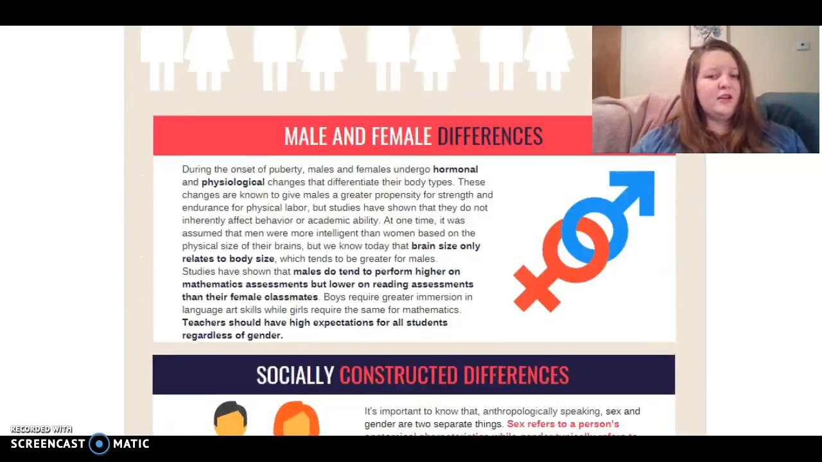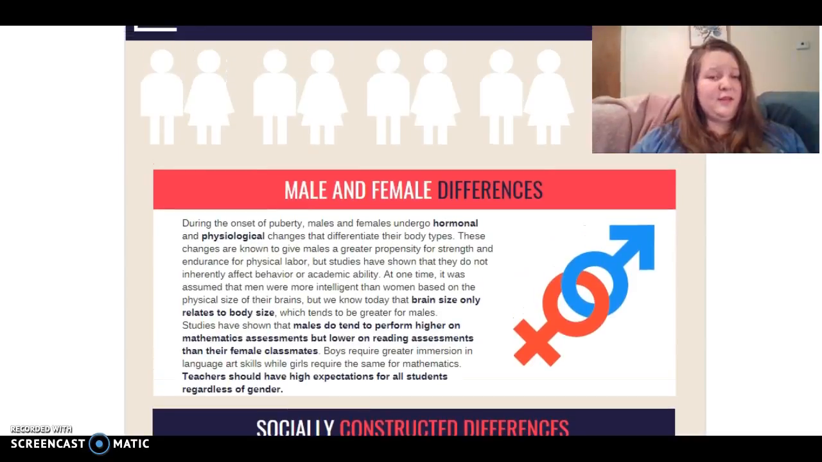So in our book, it talks about the differences between males and females. During the onset of puberty, males and females undergo hormonal and physiological changes that differentiate their body types. These changes are known to give males a greater propensity for strength and endurance in physical labor, but studies have shown that they do not inherently affect behavior or academic ability. At one time, it was assumed that men were more intelligent than women based on the size of their brains, but today we know that men have bigger brains because men tend to be bigger. It doesn't actually affect the intelligence.